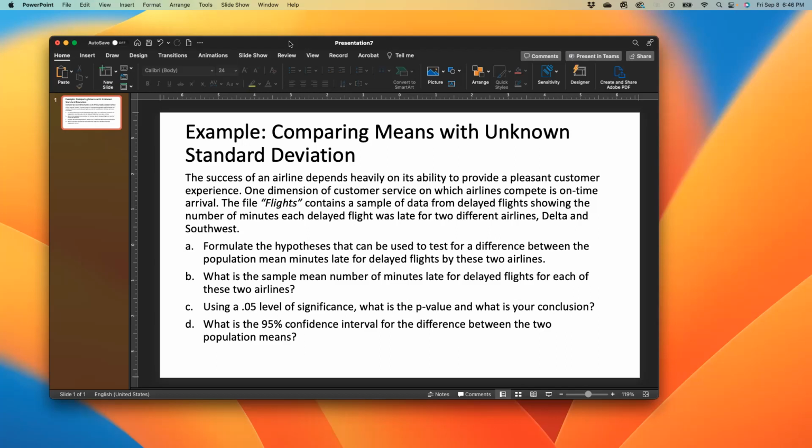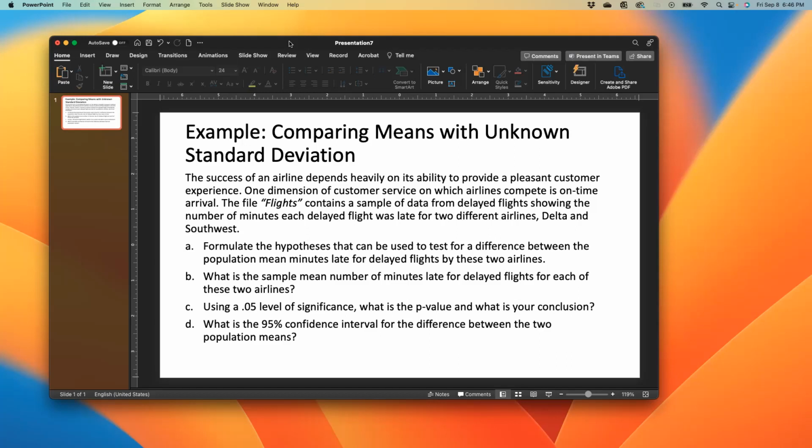So the question says, the success of an airline depends heavily on its ability to provide a pleasant customer experience. One dimension of customer service on which airlines compete is on-time arrival. I think if you've been at the airport, this is very important to us that are flying, right? You want to be able to depart from or leave the departure airport on time as stated on your ticket, right? So that you can arrive at your destination on time as well and go about your business, right?